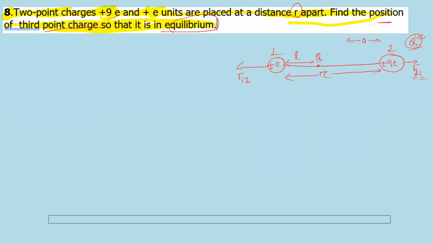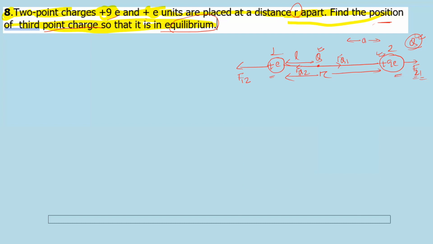Now, this charge Q will experience a force due to charge 1, which will be repulsion on this side. Similarly, it will experience a force on the opposite side also, because this is a positive charge and that is also a positive charge, so it will repel. This is the force on Q due to the second charge, and this is the force on Q due to the first charge. The magnitude of this charge is more than this, so I have placed this positive charge close to the charge having small magnitude.